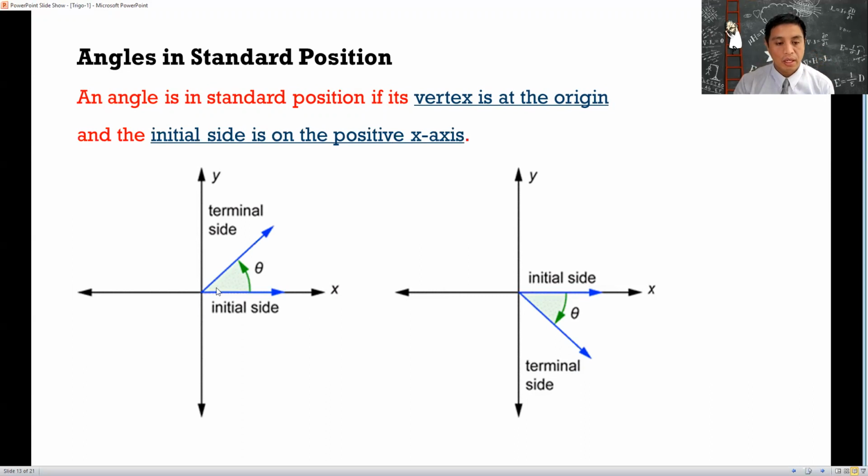First, your initial side must be here in this line, not here, but only here on the positive x-axis. The next condition is that the vertex is at the origin, or the point 0, 0. This is another example of an angle in standard position because the initial side is on the positive x-axis and the vertex is at the origin. So even if it is a negative angle, it is still in standard position.